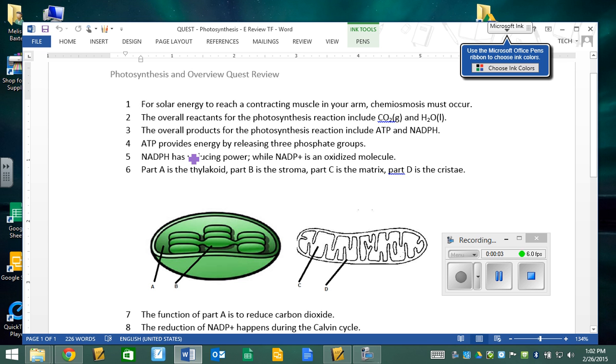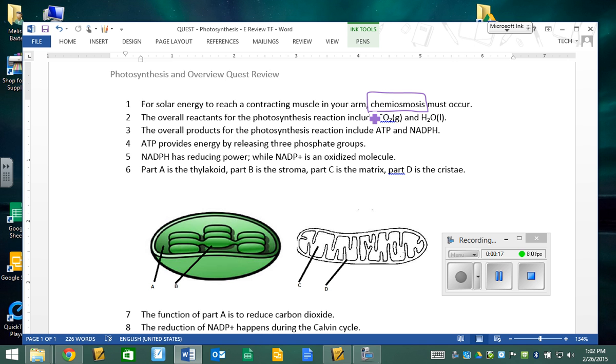Statement says, for solar energy to reach a contracting muscle in your arm, chemiosmosis must occur. So that means you have to know what that actually is. Does anyone want to tell me what chemiosmosis is? Yeah, go ahead. Right, so chemiosmosis couples hydrogen ion movement through ATP synthase with ADP and a phosphate group joining.